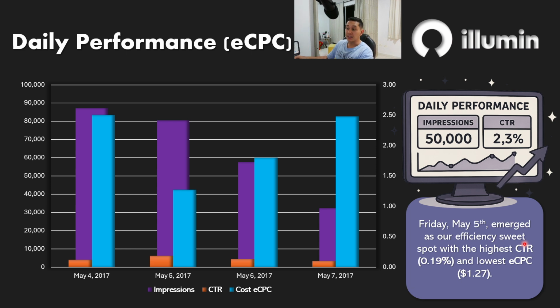This presents a clear day-based optimization opportunity. By implementing simple day parting, we could capture more high-quality clicks without increasing overall spend. Next, let's examine how we can translate this daily insight into a concrete optimization strategy.